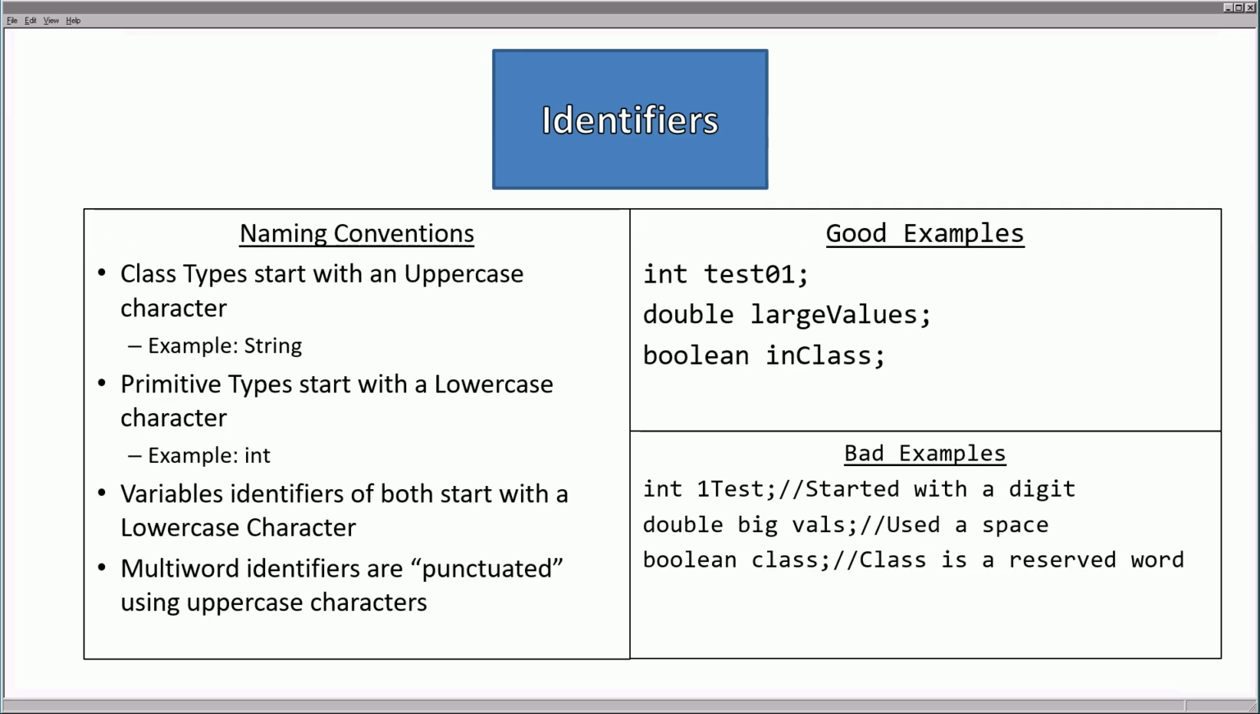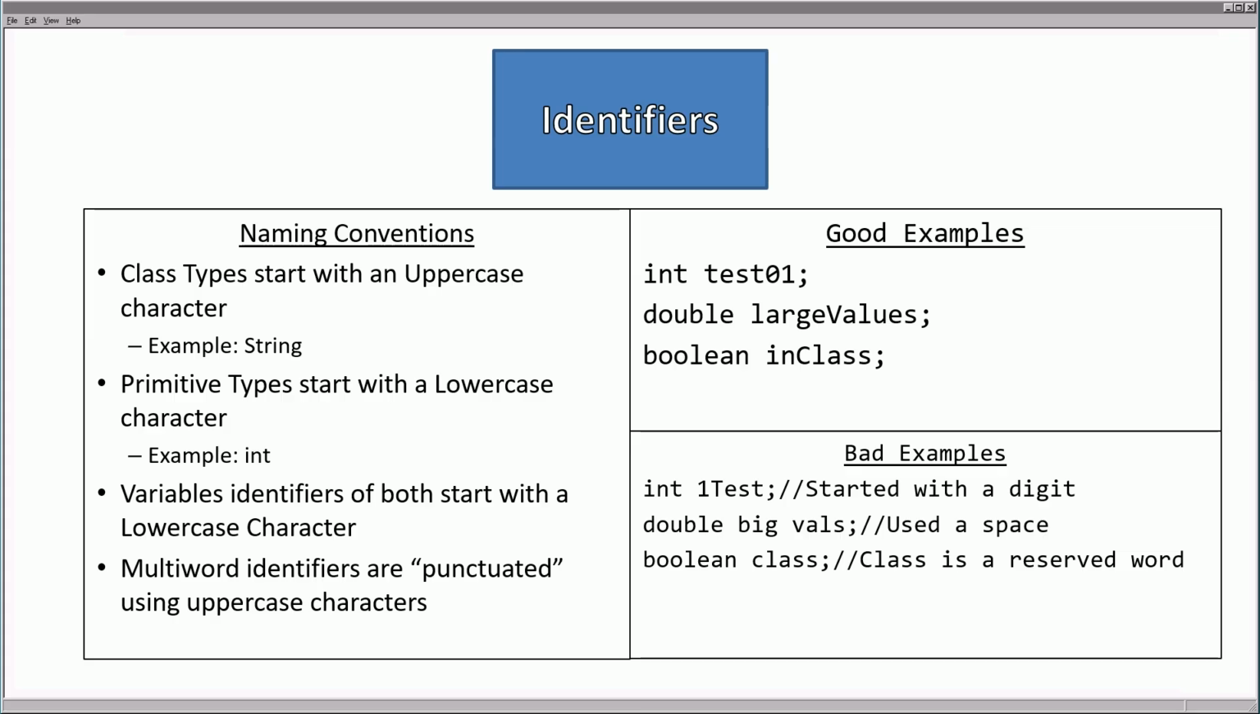Now, identifiers do have some naming conventions that we generally stick with. For instance, class types always start with an uppercase character, for example, a String. Primitive types start with lowercase characters like int, double, boolean, char. Now, variable identifiers start with a lowercase character. Multi-word identifiers are punctuated using uppercase characters. We do this so that these values can be more easily read.